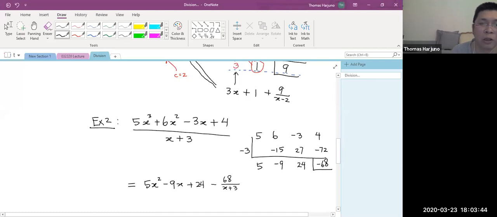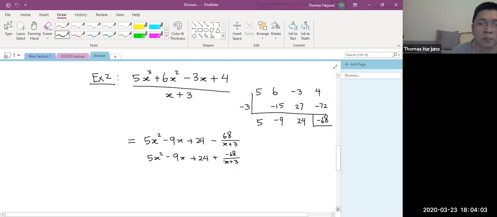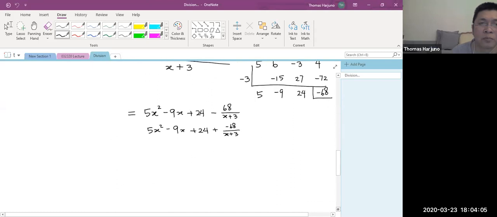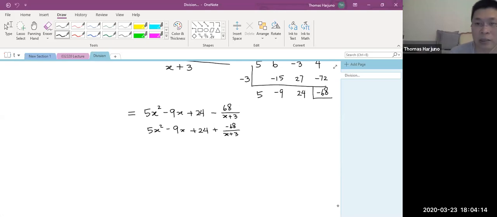That's the quotient. Of course, you can also write it this way: 5x squared minus 9x plus 24 plus negative 68 over x minus 3. Even though I prefer the first one. Either one is fine. Is it okay, everybody? Yes. Now, let me go on to the last part of today's lesson.